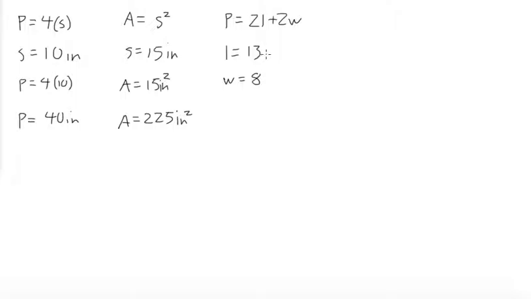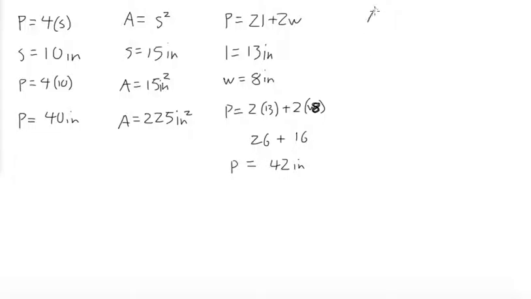All right, going back to this. The length is 13 inches, and the width is 8 inches. So perimeter equals 2 times 13 plus 2 times 8. That's 26 plus 16, which equals 42 inches. So perimeter equals 42 inches.